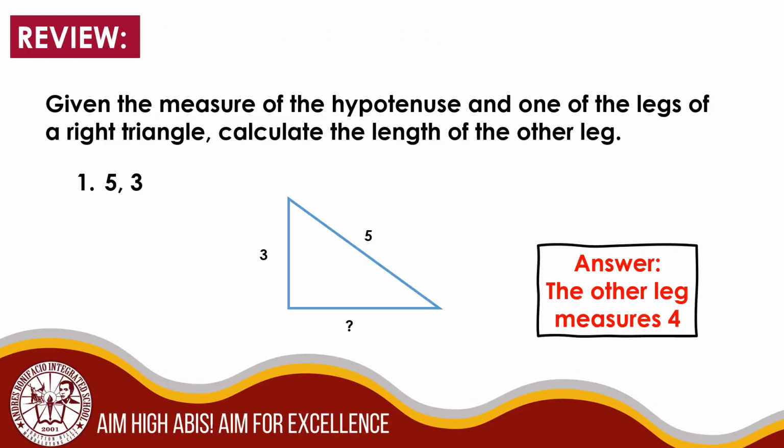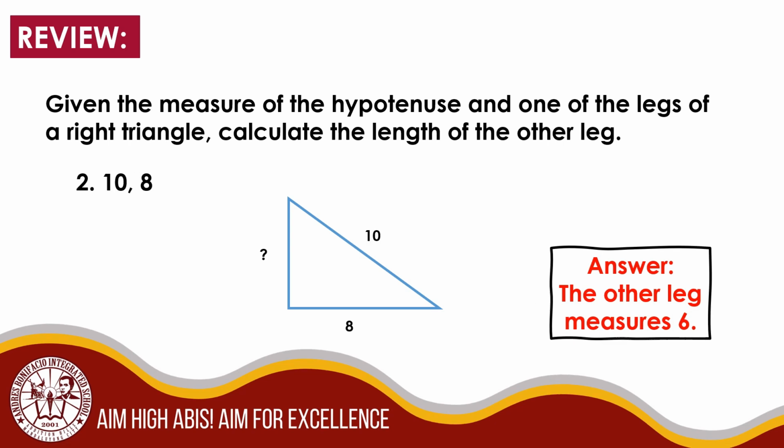Okay, now let's review. Given the measure of the hypotenuse and one of the legs of a right triangle, calculate the length of the other leg. Number 1 figure. The hypotenuse measures 5 and one of the legs measures 3. The result, the other leg measures 4. Number 2 figure. The measure of the hypotenuse is 10 and one of the legs measures 8. Using Pythagorean Theorem, the other leg measures 6.